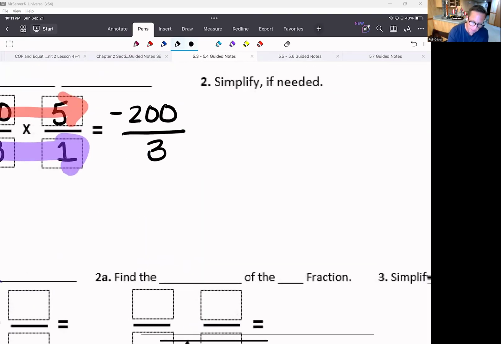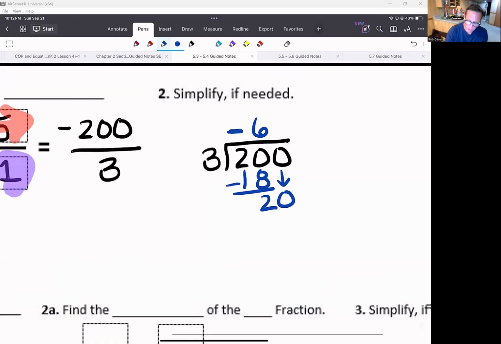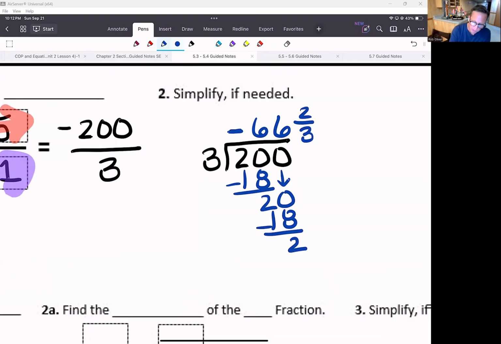And let's change this back into a mixed number. So we're doing top divided by bottom, so 200 divided by 3. So this is going to be negative. Now, how many 3's make 20? Well, 6 do. So 6 times 3 is 18. Subtract, and you get 2. Bring down the 0. So 3 divides into 20 6 times again. So you got 66. You get 18 again. You get 2. All right, so negative 66 and 2/3.